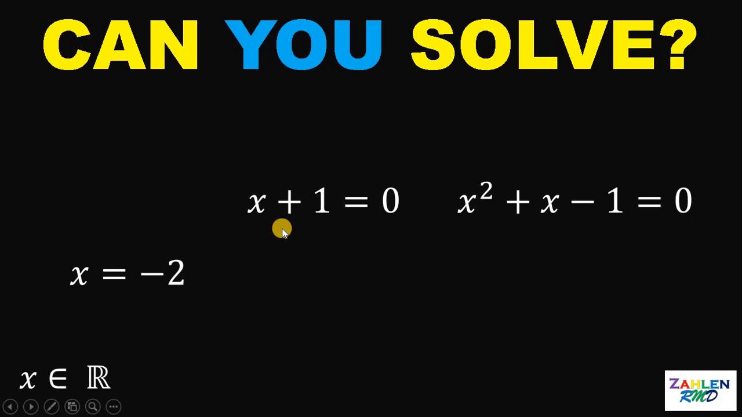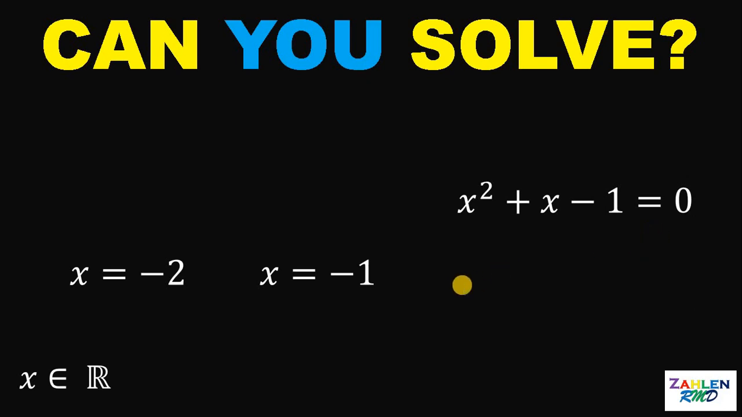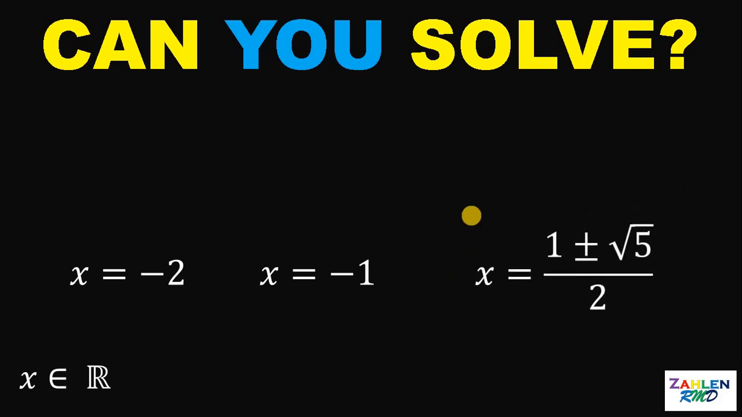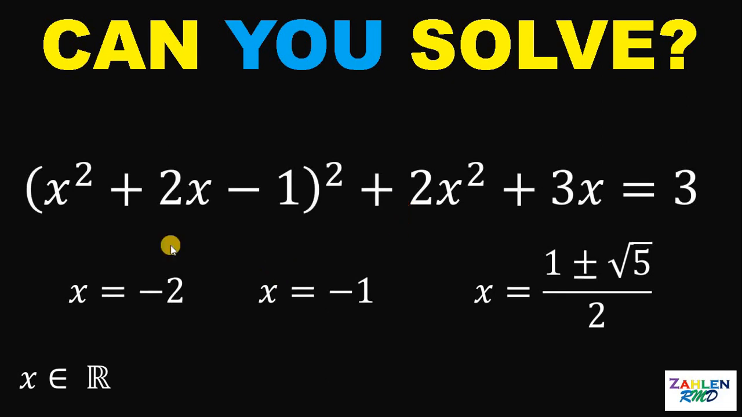On the second equation, if we subtract 1 on both sides, we get the value of x must be negative 1. And on the third equation, this is a well-known equation, and if we get the value of x using the quadratic formula, we get the golden ratio. And golden ratio is equivalent to 1 plus or minus square root of 5 over 2. Therefore, the values of x in this equation must be equal to negative 2, negative 1, or the golden ratio, 1 plus or minus square root of 5 over 2.